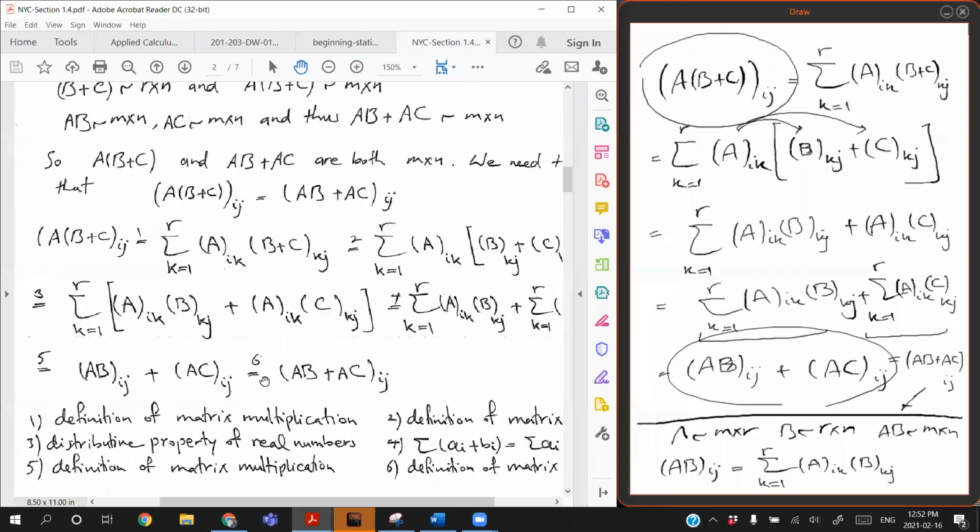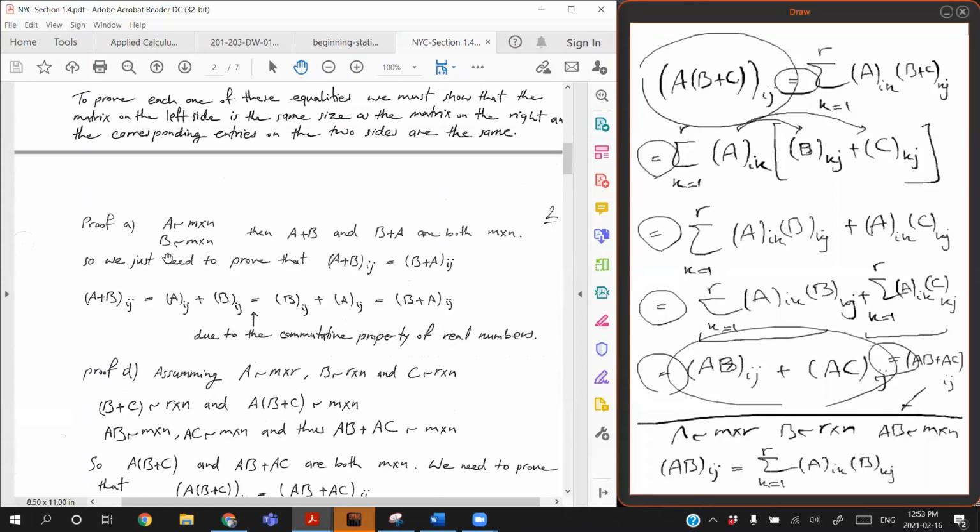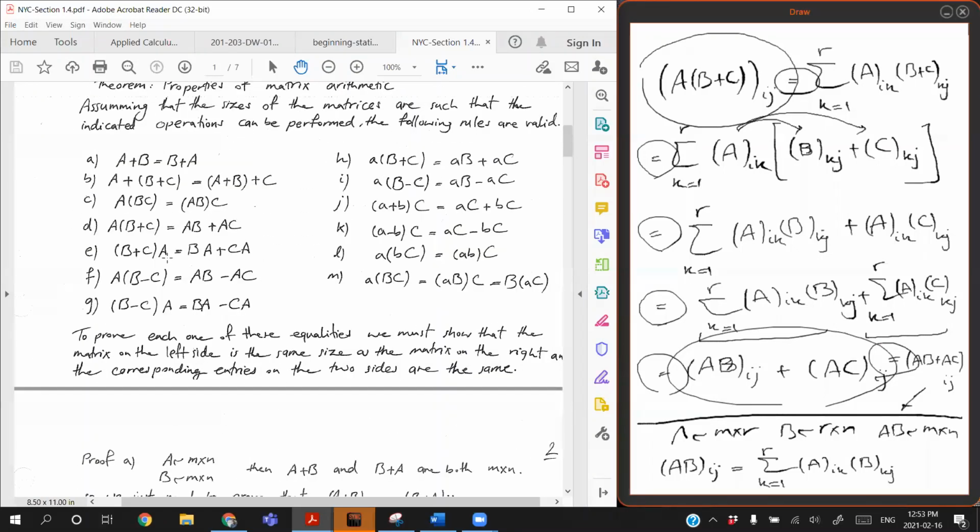I have written this proof in the notes here for you, and above each equality, you have the reason for that equality. The first equality is the definition of multiplication. This one here is the definition of addition. This one is the distributive property of real numbers. This one is one of the properties of sigma. This one here is the definition of multiplication. And the last one is the definition of matrix addition. So each one of these properties can be proved in the same manner.